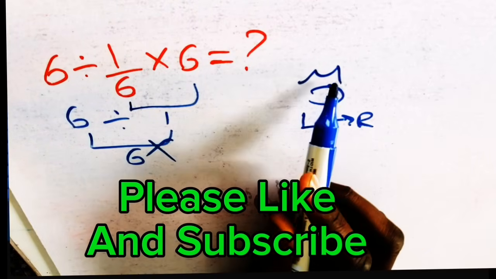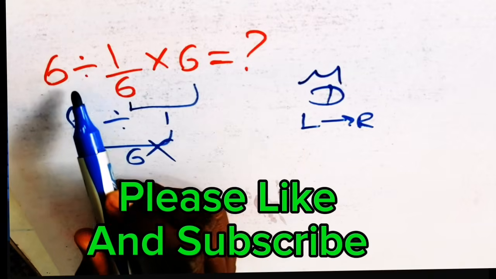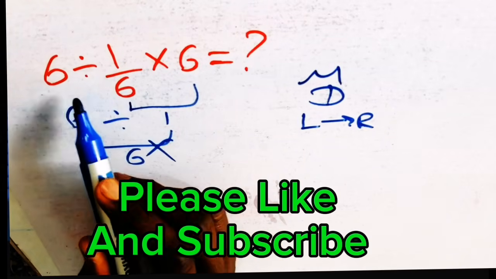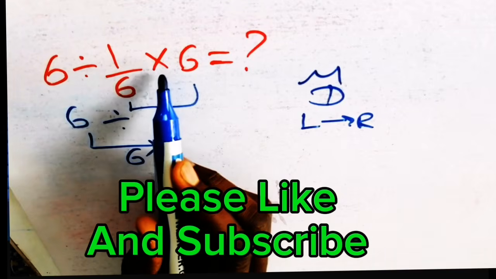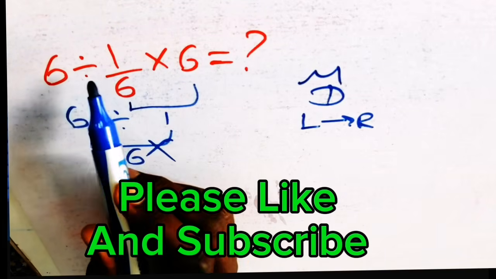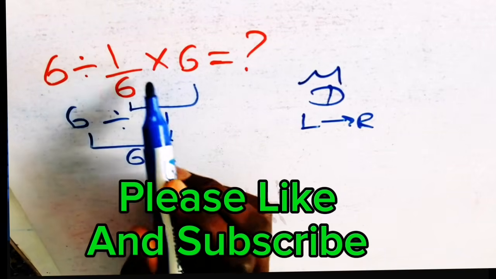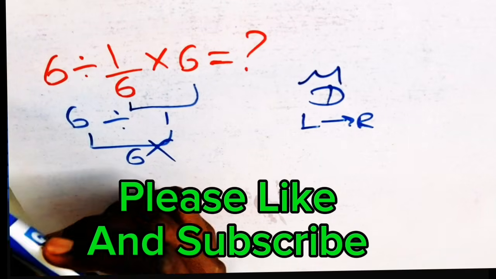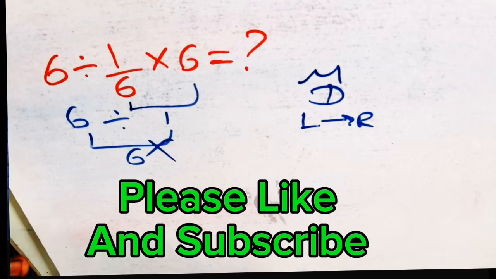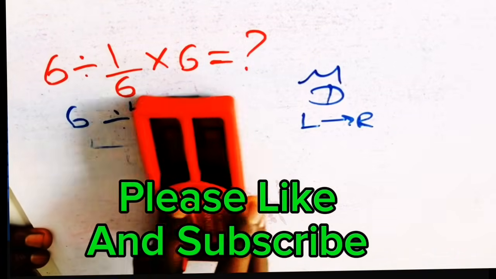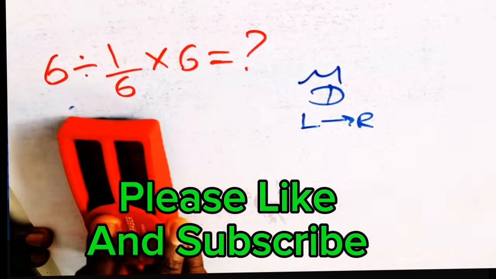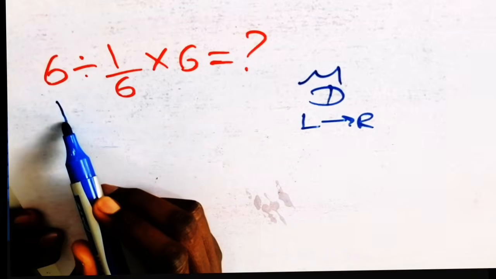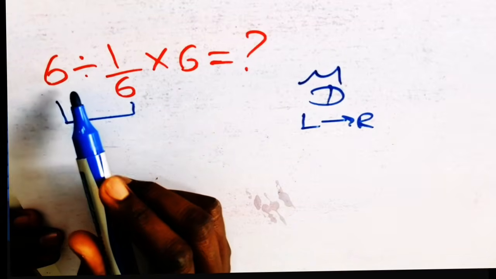So according to the order of operations, this division has higher priority than this multiplication, because this division is found at the left of this multiplication. So first we have to do this division and next this multiplication. If we do this multiplication before this division, it is wrong. So first we have to do this division.